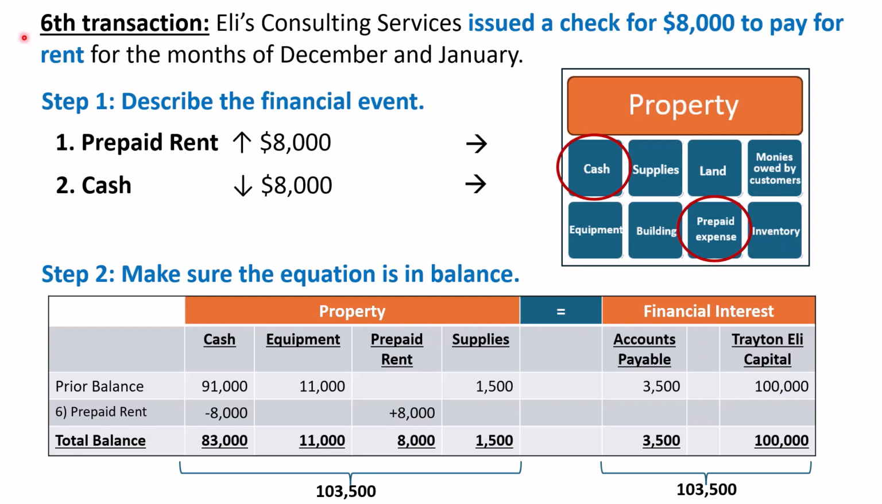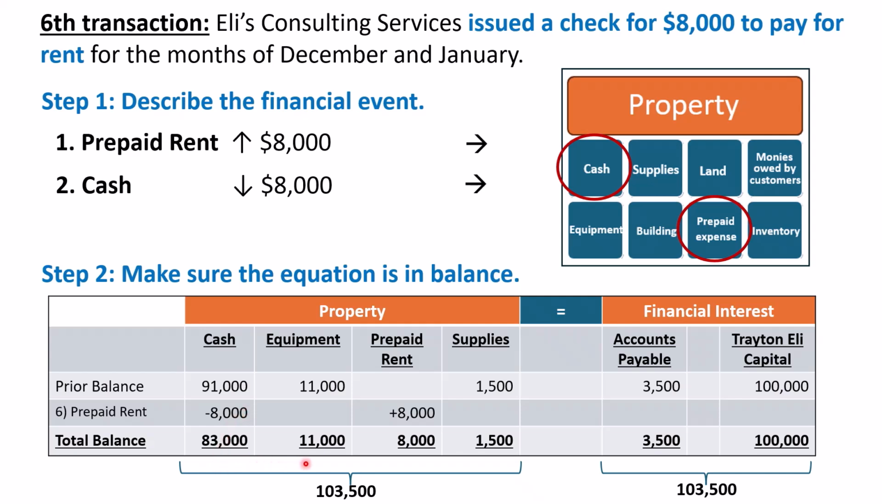Let's break it again into part 1 and 2. First, the business now has a new property account called prepaid rent. So prepaid rent, a property account, increased, and the company's cash account decreased. To record this transaction, we'll add the new account prepaid rent into the property side of our equation and add $8,000 in that column. We need to also reduce cash by $8,000, so let's write minus $8,000 into the cash column. And let's double check that our equation still balances.